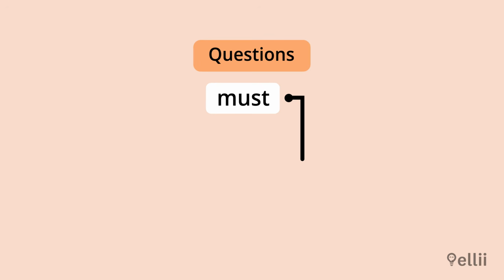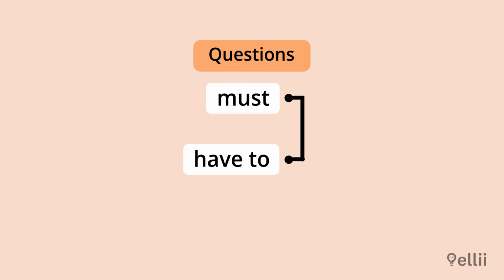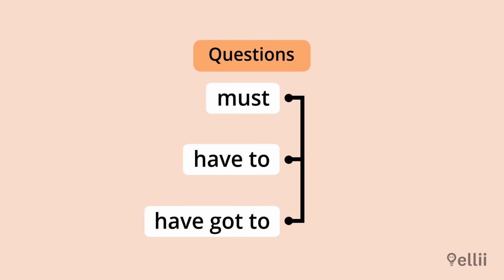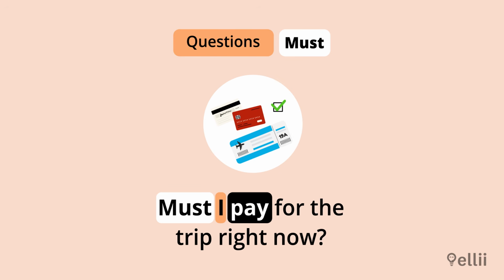For questions, the modal must is not common. Questions with must sound too formal for most situations in North American English. The modal expression have to is the most common way to ask a question about necessity and obligation, and it has a strong meaning. We almost never use have got to in questions. Must I pay for the trip right now?